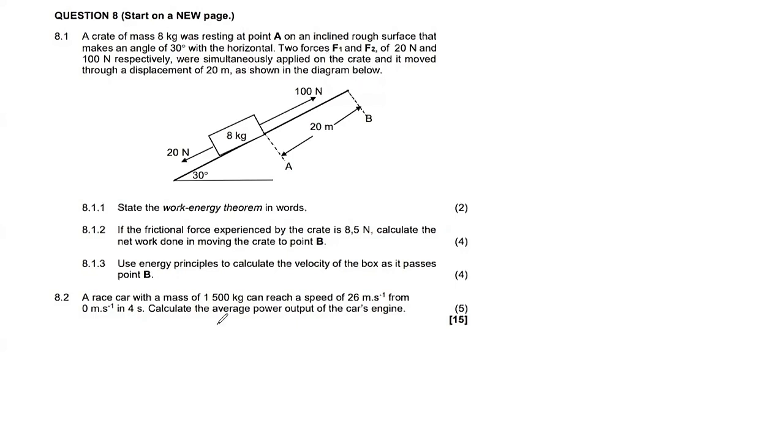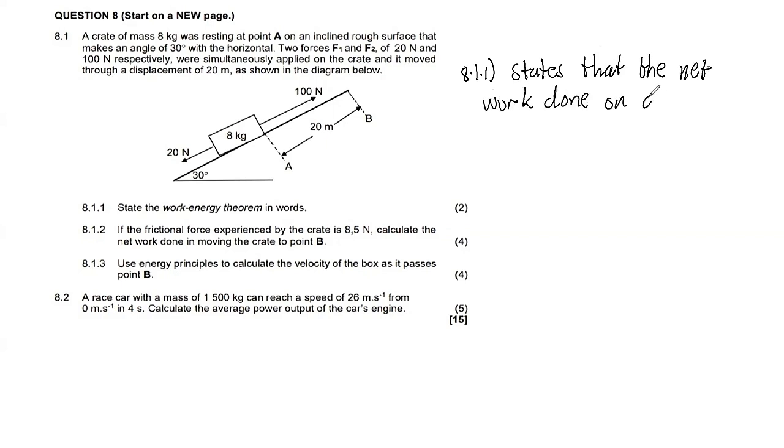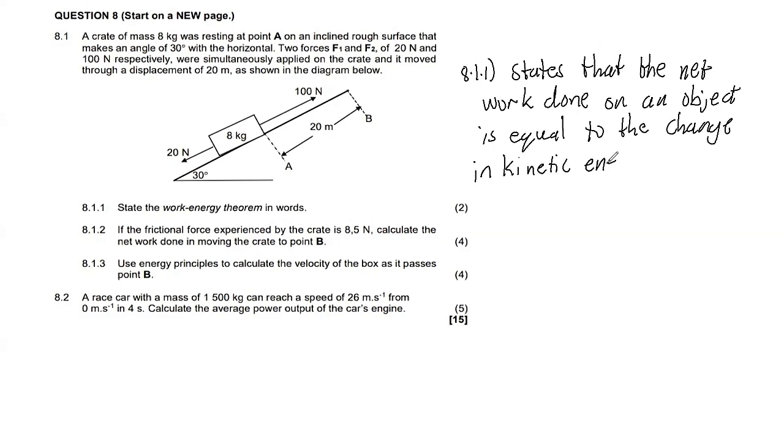Now 8.1.1. That's your definition. It says state the work energy theorem. Now we say the work energy theorem states that the net work done on an object is equal to the change in kinetic energy of the object. That's how you define your work energy theorem for 2 marks.